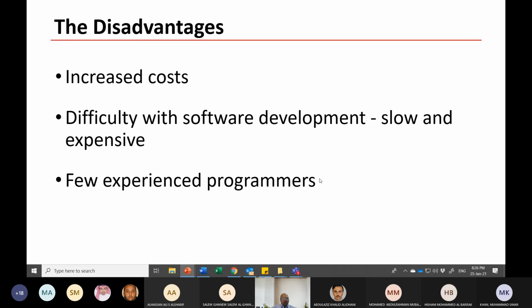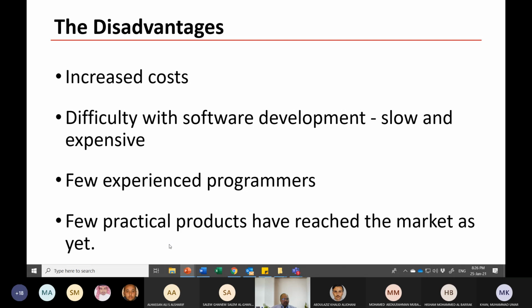Disadvantages: increased costs, difficulty with software development, slow and expensive, and this is why we had Winter 1 and Winter 2. It needs high computation capabilities, but nowadays one of the enabling technologies for artificial intelligence to dominate is that computational capability becomes stronger and stronger. So this will facilitate implementation of artificial intelligence techniques. Few practical products have reached the market as yet. They're still in the process.